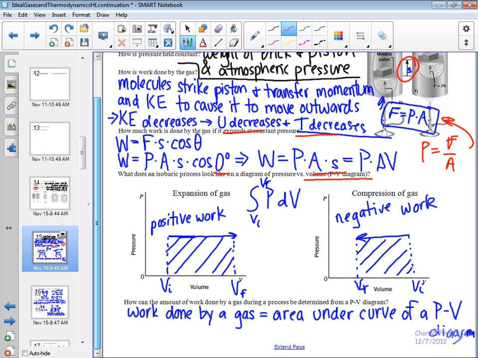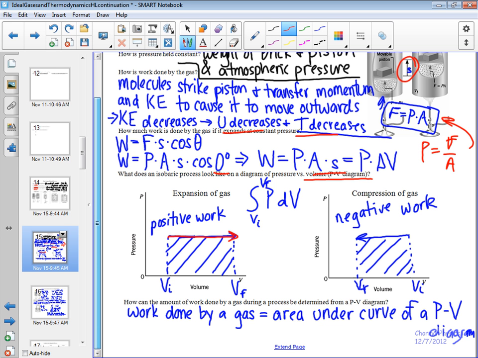And if we have an expansion of a gas, the gas will have done positive work. In other words, the work done by the gas will be positive. And this makes sense because what we see here is a change from a smaller volume to a larger volume of the gas. That's because of the work the gas has done.